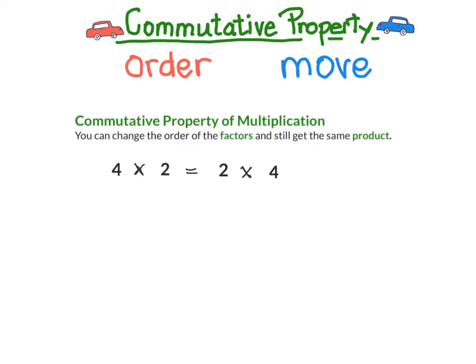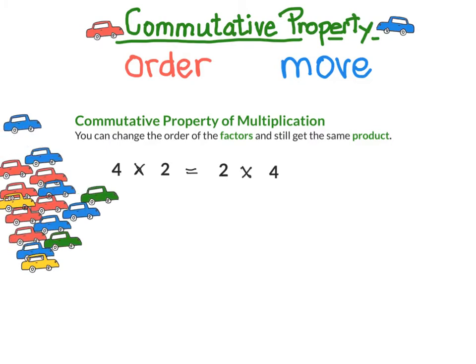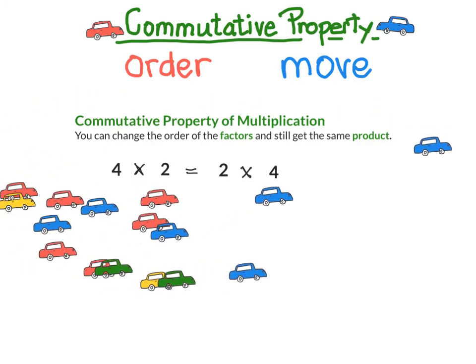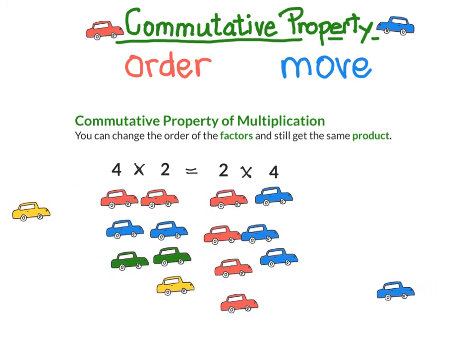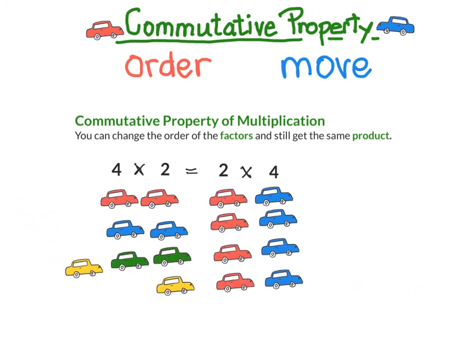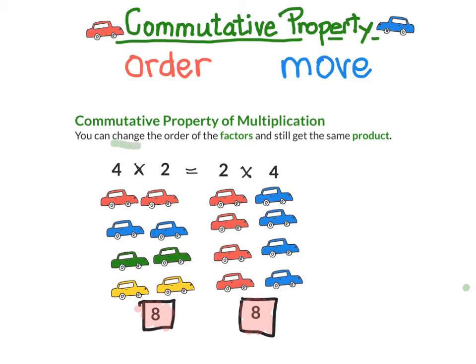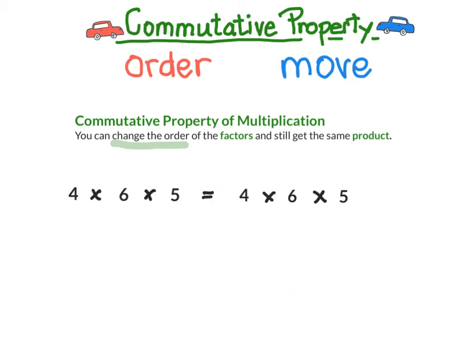Now, the commutative property also works for multiplication. We can have 4 groups of 2, or we can have 2 groups of 4. 4 times 2 is 8, and 2 times 4 is 8. So there is a commutative property of multiplication where you can change the order of the factors and still get the same product. So how can the commutative property of multiplication help us?